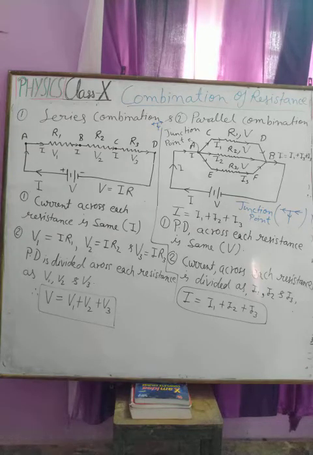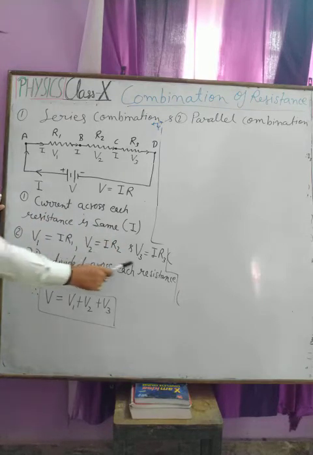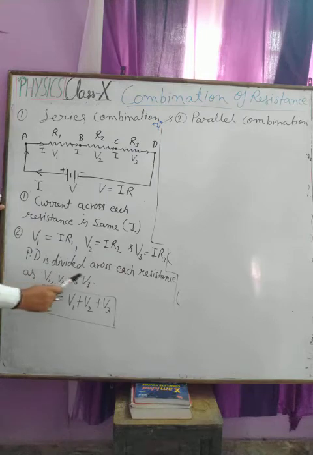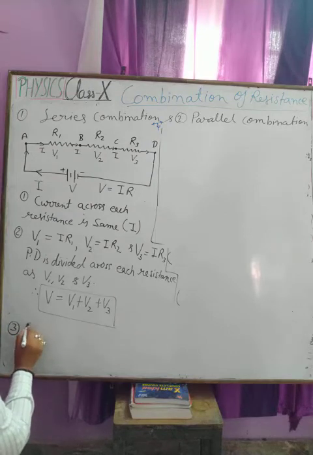फॉर्मूला और डेरिवेशन ऑफ द कॉम्बिनेशन। Now we have the series combination. In the series combination, we connect the resistances one after another, and point one is current across each resistance is seen I. Potential difference across this, we find potential difference is divided across each resistance as V1, V2 and V3, and it is given by this. Okay student? Now the third point is equivalent resistance.